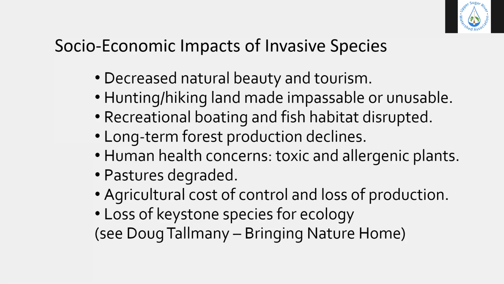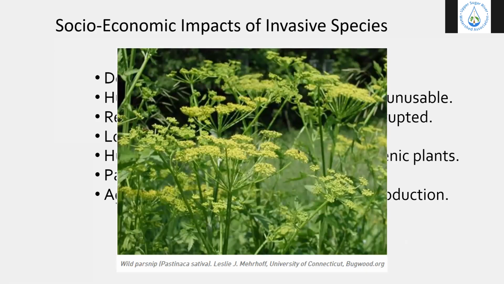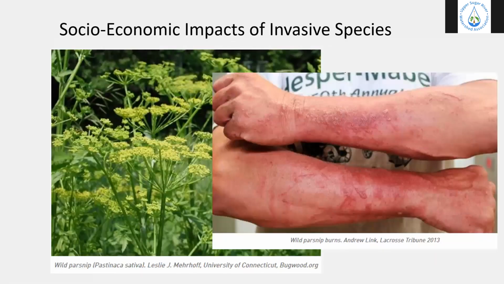So one that we're not going to cover in depth, but you might think of as one of the biggest issues when we're talking about invasive species is this guy right here, which is wild parsnip. Now it's a browned out seed head, but in its flowering season, this thing will cause bad parsnip burns on your arms. So something you really want to make sure you avoid when you're out in the wilderness.